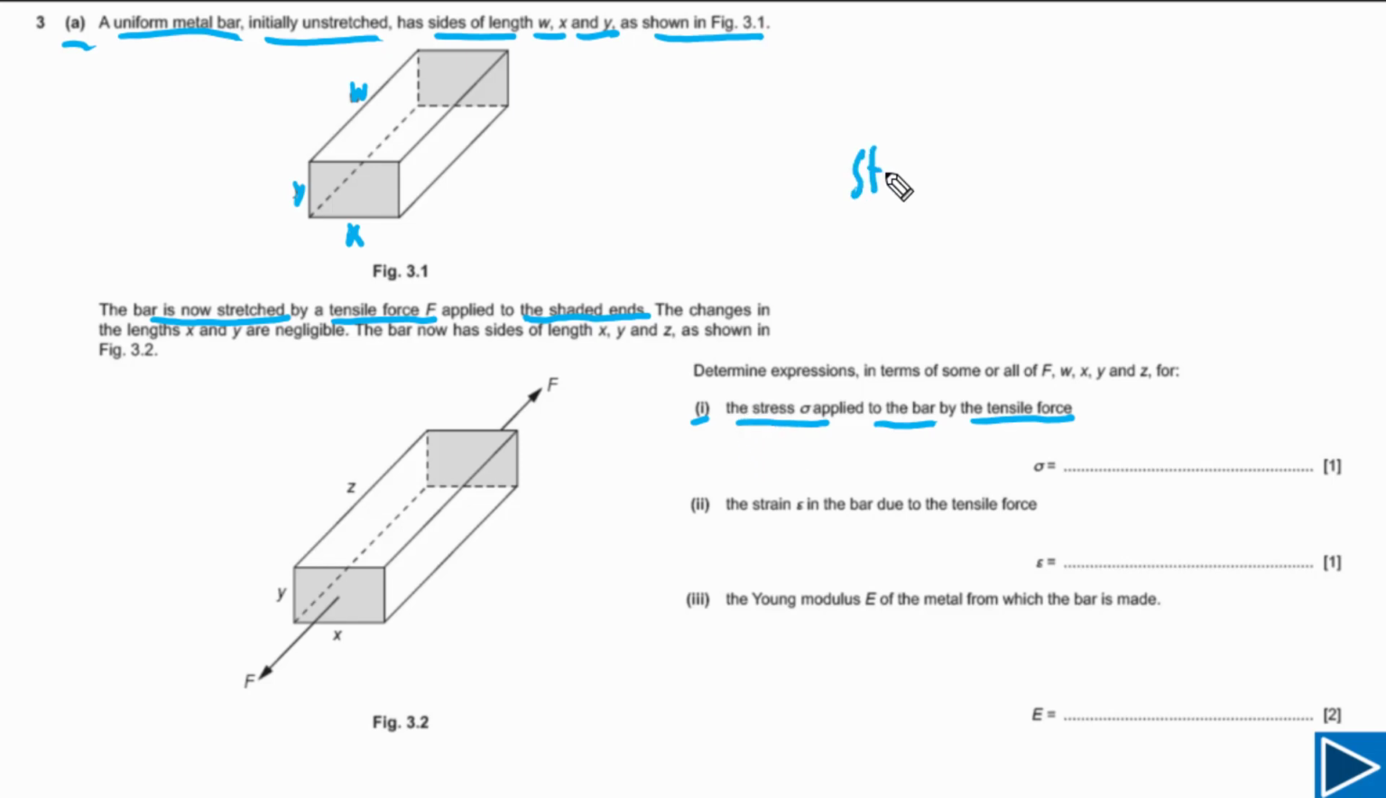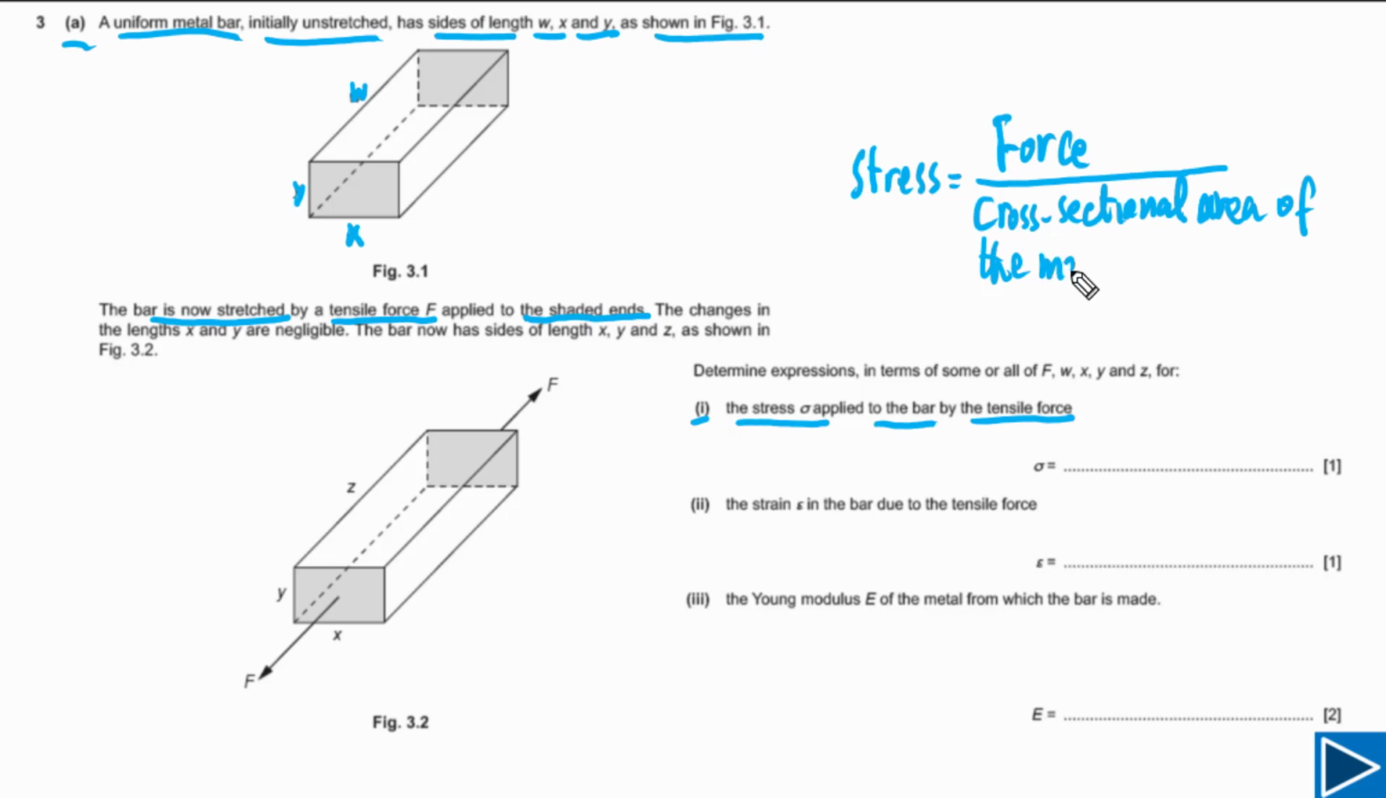Let's try to understand what is stress. Stress is simply equal to the force divided by cross-sectional area of the material. So this is very important if the tube is hollow. So divided by cross-sectional area of the material. Very important point: often in the books it is written cross-sectional area, and students often get confused if the pipe or the tube is hollow.